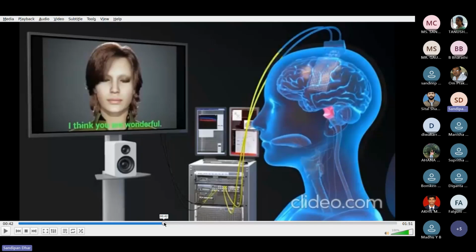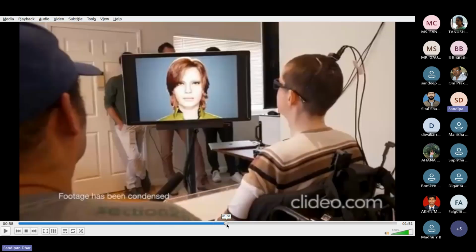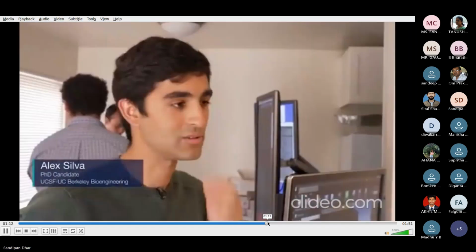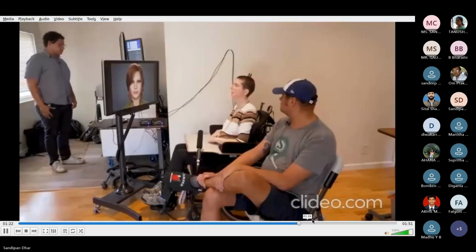Thereafter, once the model gets trained, they are showing here in real time how it works. Now see here, the subject is actually unable to speak. Now she is thinking something and the model is generating the corresponding speech.